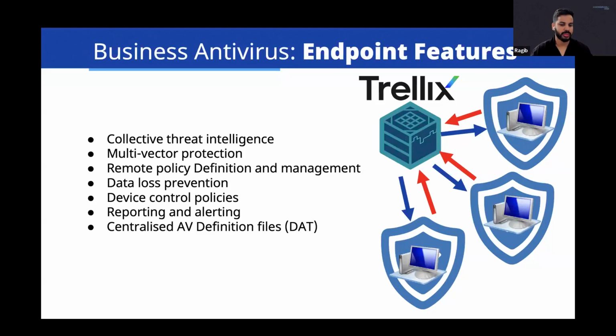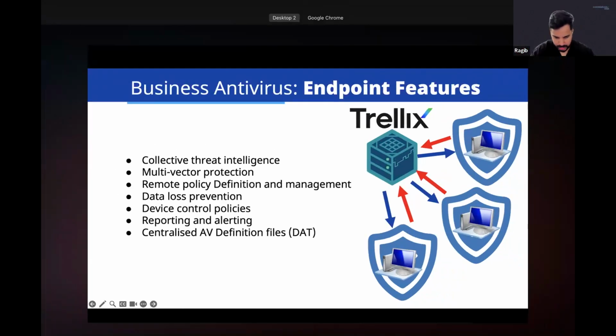Data loss prevention stops sensitive information from leaving your network, while device control policies let you decide what USB drives or external devices can connect to your system, right? And the beauty of it all is reporting and alerting gives you real-time visibility into what's happening across your entire network. So we will look at some examples of the dashboards, how it looks like. But yeah, real-time data is also very important.